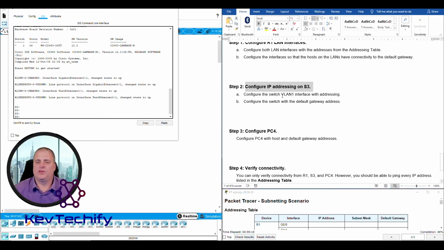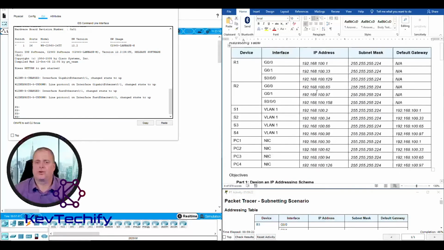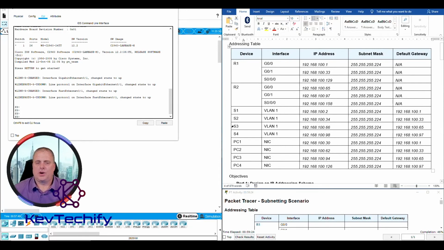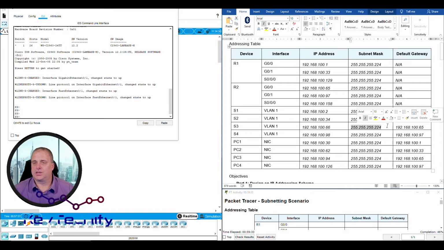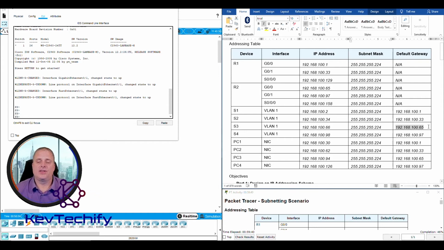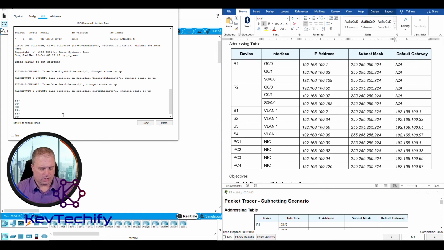We need to go into the interface VLAN 1 and set the IP address on switch 3. We scroll up to our addressing table. Right here is switch 3, VLAN 1. This is our IP address, 192.168.100.66. Here's our subnet mask, once again, 255.255.255.224. And our default gateway, our exit on and off of the network. That's the router interface.